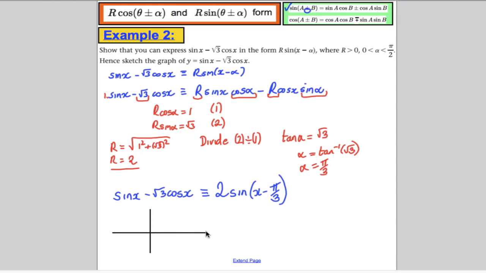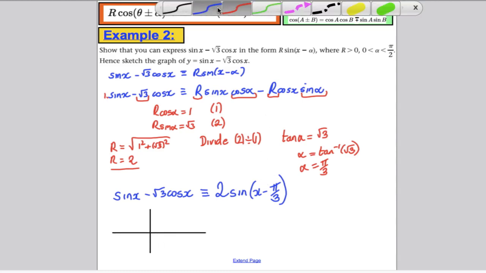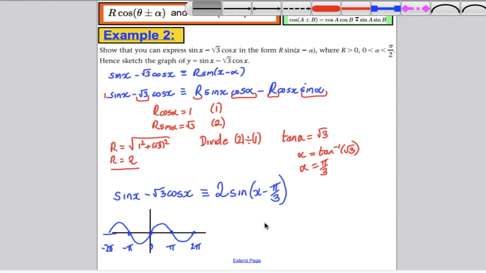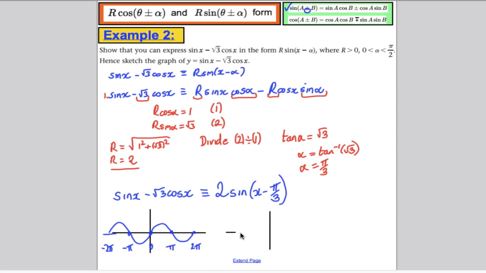I know this comes from a normal sine graph, but I draw the normal sine graph to start with. So the normal sine graph looks something as follows. And I always mark the key points in. This point here is 0, this point here is pi, this point here is 2 pi, and minus pi, and minus 2 pi. This point here is pi by 2, this is 3 pi by 2, etc. And I'm going to draw myself the transformed version.